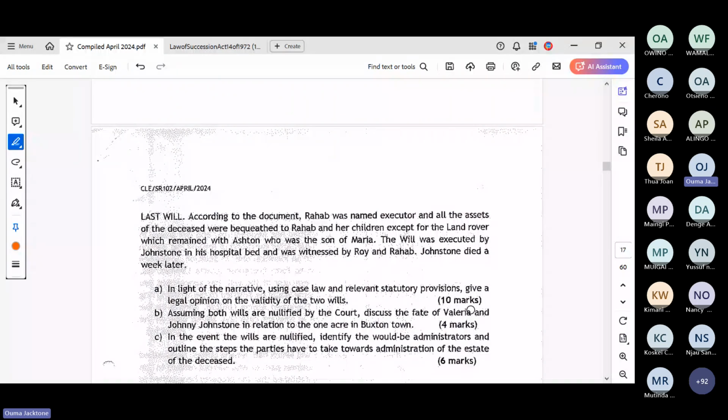So don't start quoting Banks versus Goodfellow, this and this, Murthy versus Murthy, or Vijay Shah versus public trustee. Fine, you can do that, and you will get marks as you do that. But remember, you will get the same marks as the person that wrote one case because of time. And in this question, you don't want to waste time. Okay, so using case law and the relevant statutory provisions, which will is which and what is the law thereunder. Somebody, hands should be up so that we don't waste time.